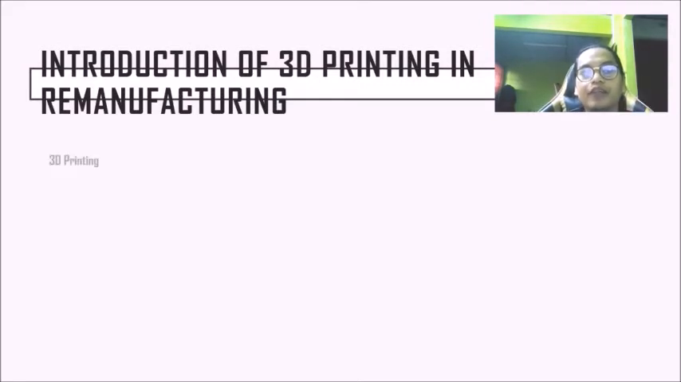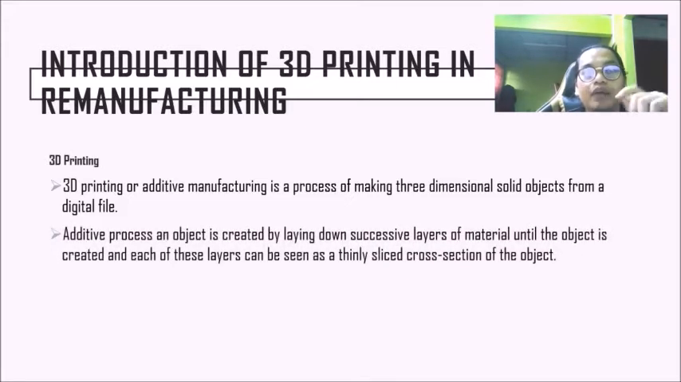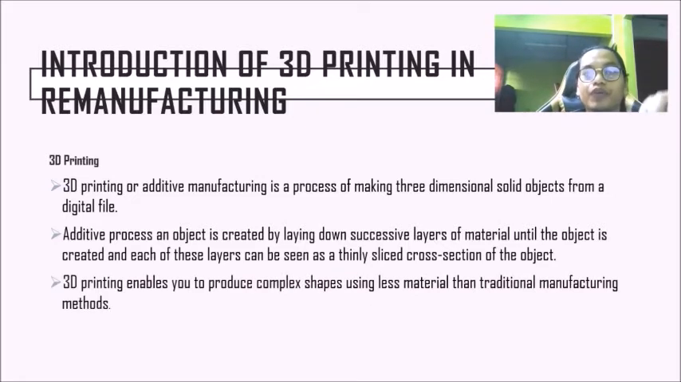First, 3D printing. 3D printing is additive manufacturing. It is a process of making a three-dimensional solid object from a digital file. In an additive process, an object is created by laying down successive layers of material until the object is created, and each layer can be seen as a tiny slice, a cross-section area of the object. 3D printing enables you to produce complex shapes using less material than traditional manufacturing methods.